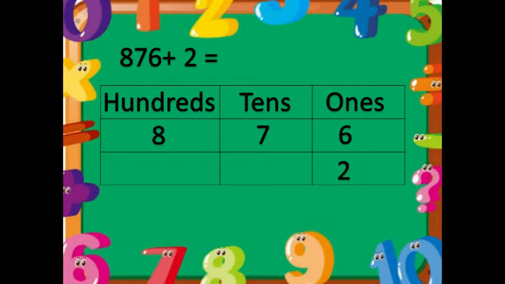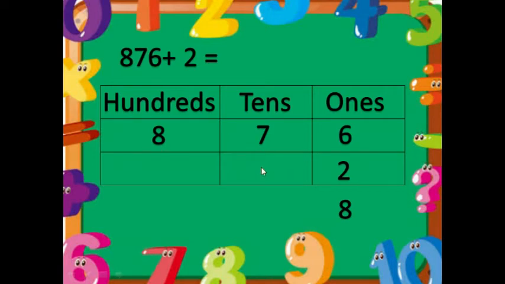Okay, now that it is aligned, we can proceed to add the numbers. So again, let's start with ones. 6 plus 2 is equal to 8. So next, let's proceed to tens. 7 plus, there is no number.